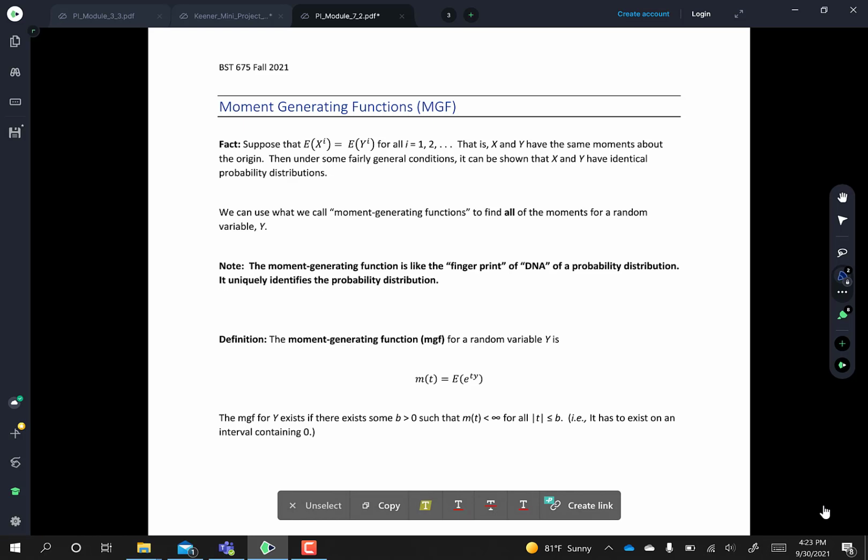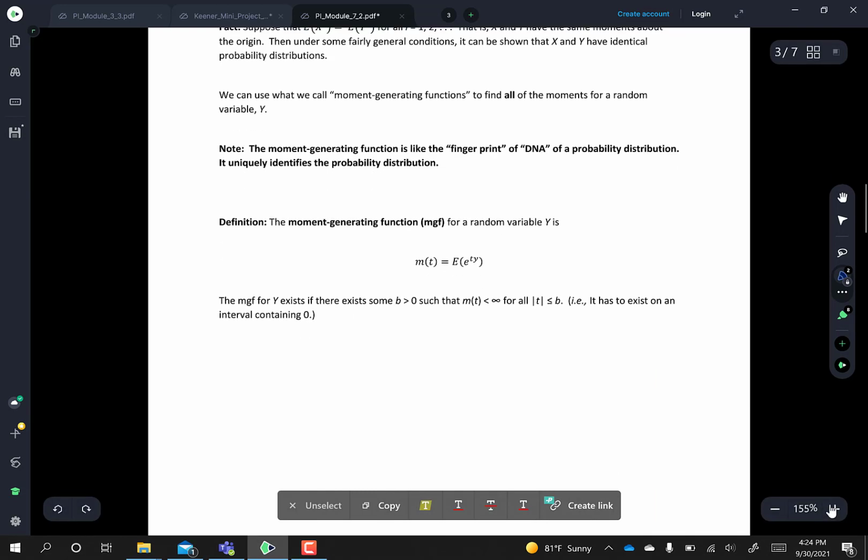And so we can use what is called a moment generating function to find all of the moments for a random variable y. So one thing to note here is that the moment generating function is kind of like a fingerprint or DNA of a probability distribution. It uniquely identifies the probability distribution. And since each distribution is going to have a unique moment generating function, we can use the moment generating function to help us figure out which distribution a random variable has.